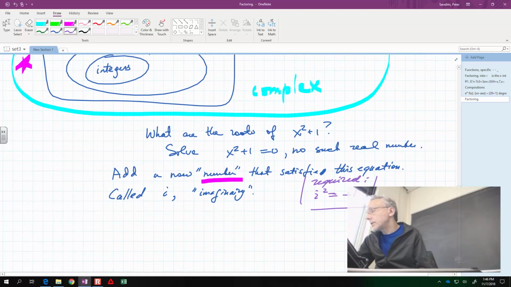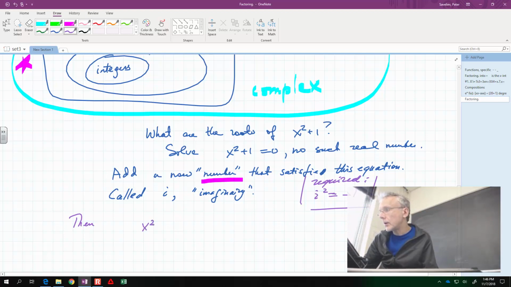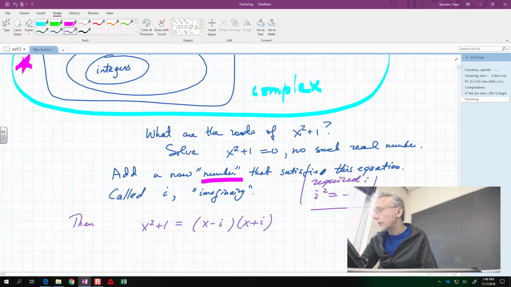Okay, so let's imagine that, or this is all we have to begin with. Then my polynomial x squared plus 1 can be factored into x minus i, x plus i. The second thing required for this number is that we should be able to do every algebra with this number just as with a real number. So we can add, multiply, divide, and so on. To begin with, this is it. Our quadratic non-factorable polynomial has been factored with the help of this imaginary number.